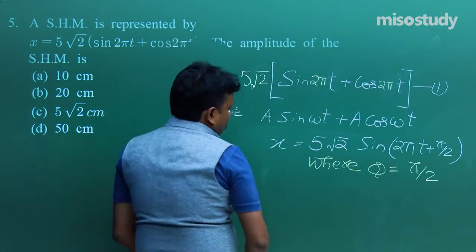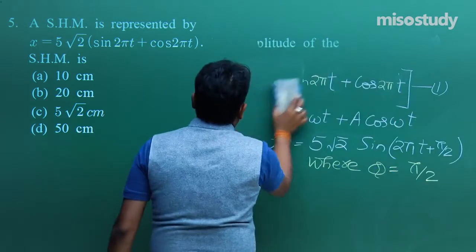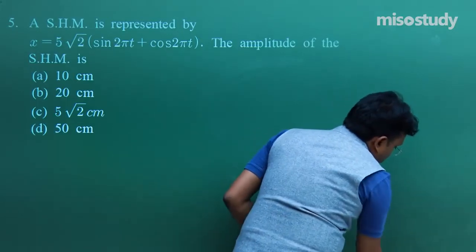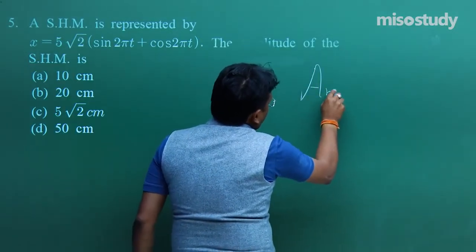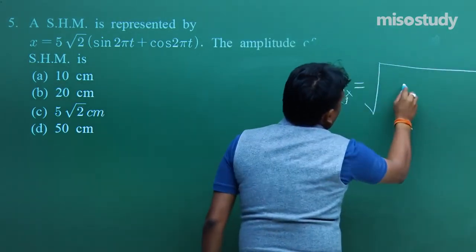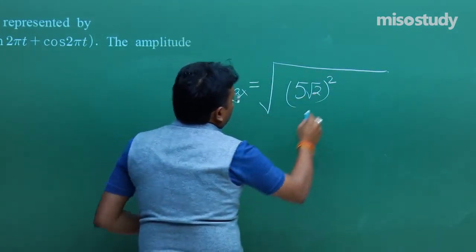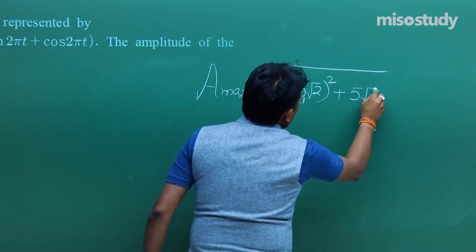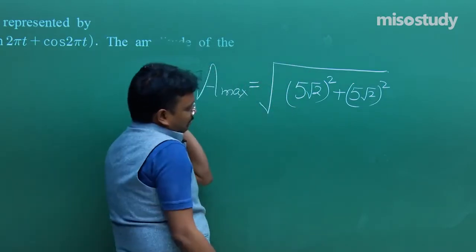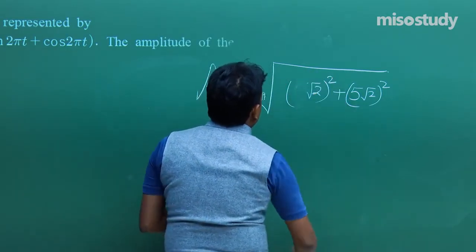Fine. So now I think I should use some other space, or I can use this space also, no problem, because all terms I explained properly. So A max is equal to under root (5 root 2) whole square plus (5 root 2) whole square. After this much explanation, it's going to be 50, not 5, yes, 50.